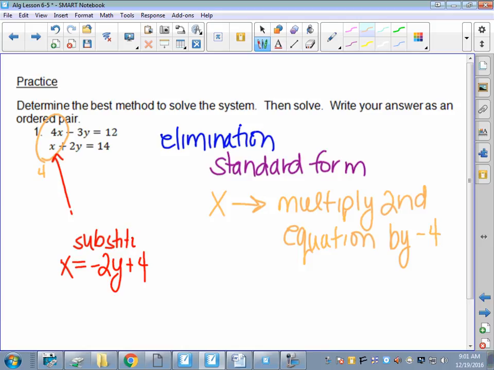So you may want to do substitution. If you did that, you'd go into your first equation. Wherever you see an x, you'd put -2y plus 14. You'd do the distributive property and solve for y. Don't forget to go back and find the second value. If you find x first, find y. If you find y first, find x.